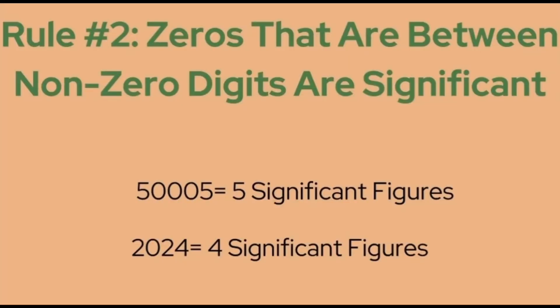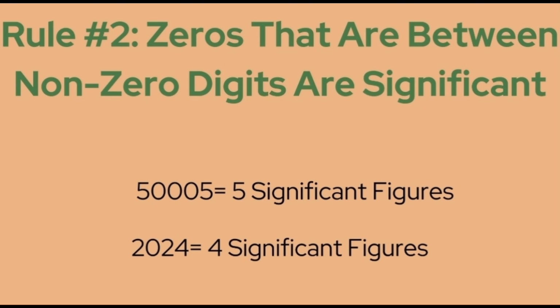The second rule starts to deal with zeros, which can get a little tricky. But this first rule is that all zeros that are between non-zero digits are significant. This one is fairly easy to recognize. As you see in these examples, we have 50,005, and you can see that there are 3 zeros that are all in between 2 non-zero digits, 5.